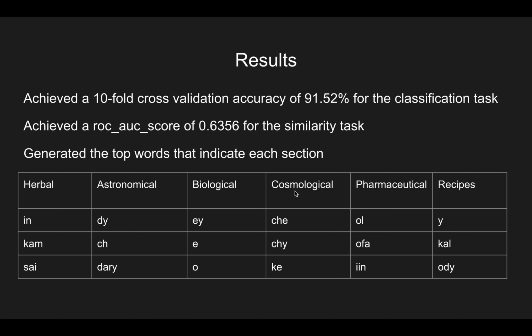And now for the results. For the classification task, in which we were given a span of text and determining which section it belonged to, we achieved a 10-fold cross-validation accuracy of 91.52%. For the similarity task, in which we had 2 different pieces of text and determining whether they belong to the same section or different sections, we achieved an ROC-AUC score of 0.6356. The following table shows the words that helped most in determining which section each sentence belonged to.